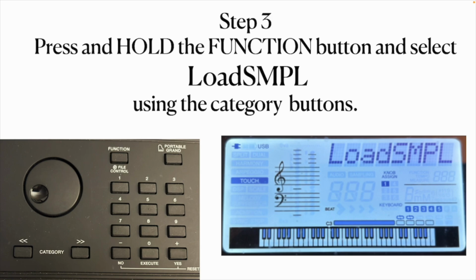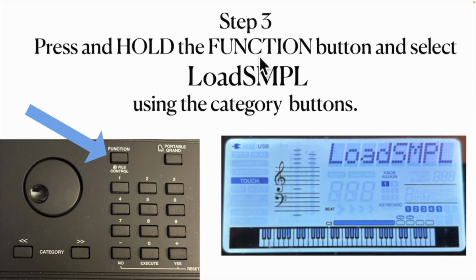Step 3, press and hold the function button, and then select this, Load SMPL, and you'll use these category buttons to cycle. There's about 10 different things that can come up when you press and hold the function button. You are going into a section where it allows you to do things with the thumb drive. This takes you out into the thumb drive. So this is how we're going to get to the thumb drive.